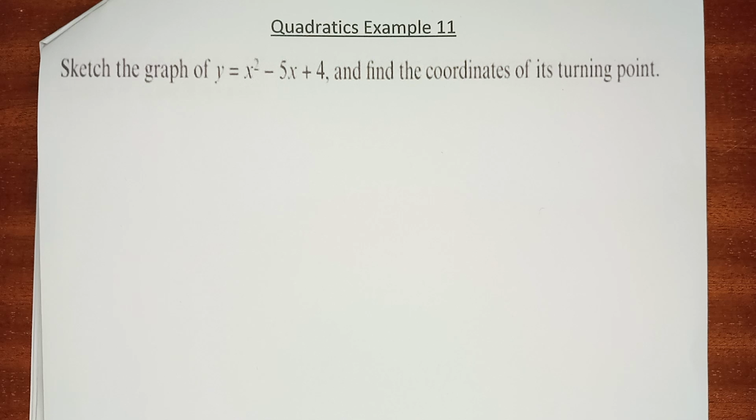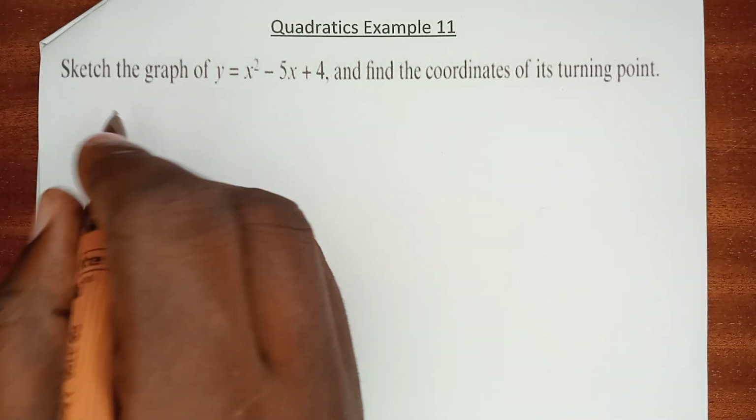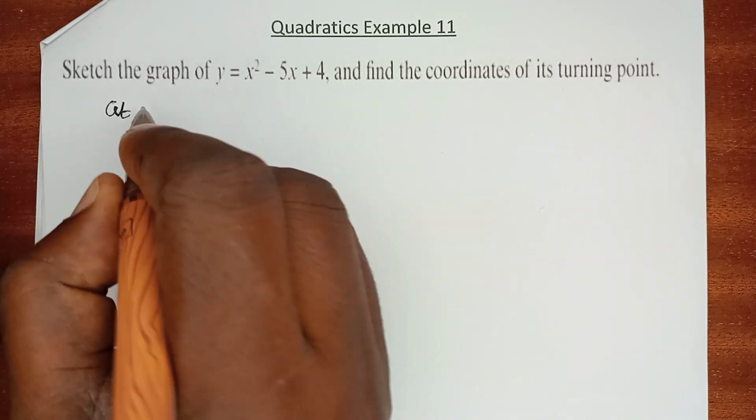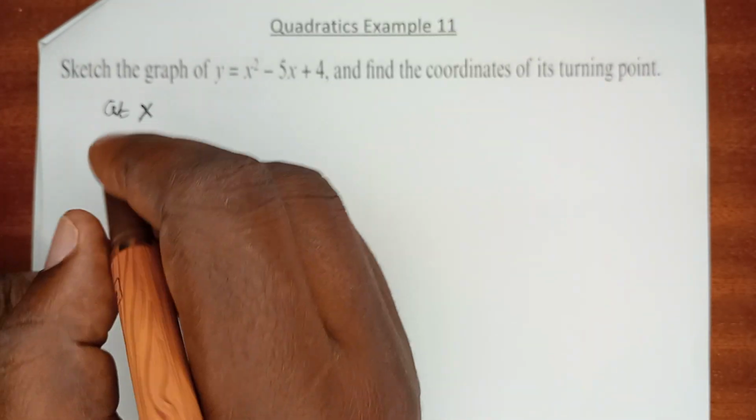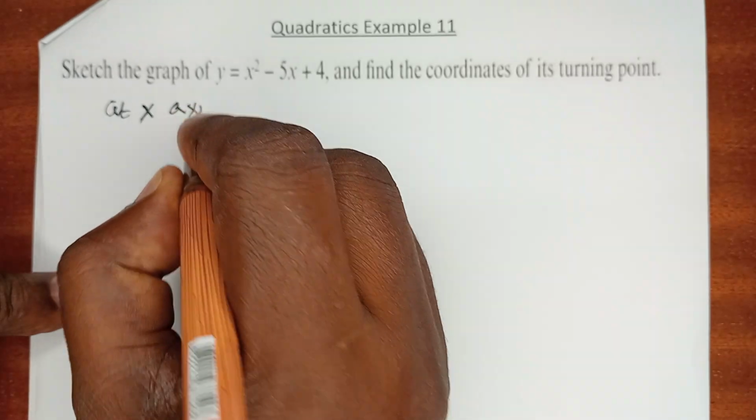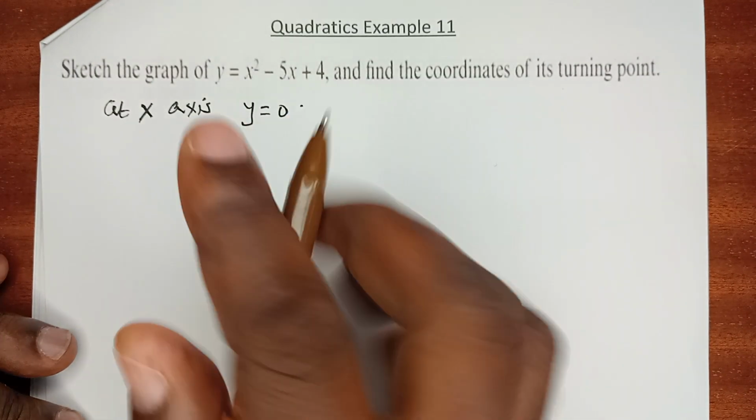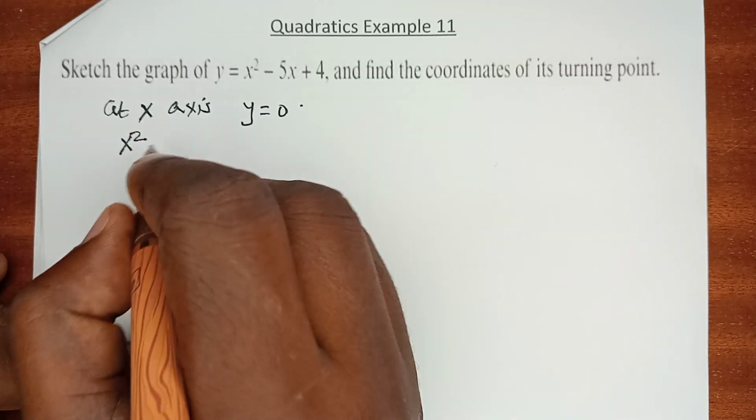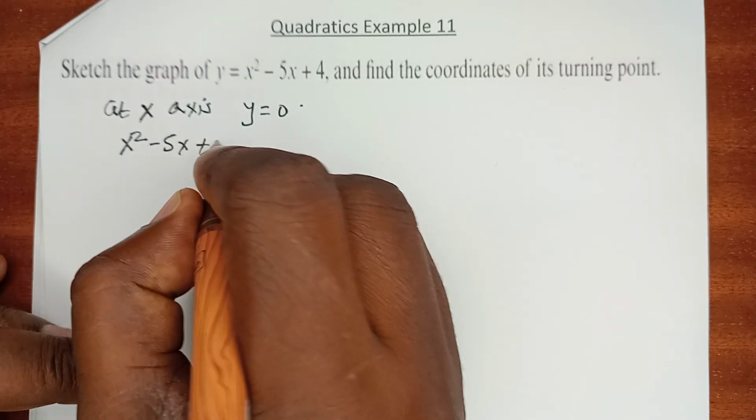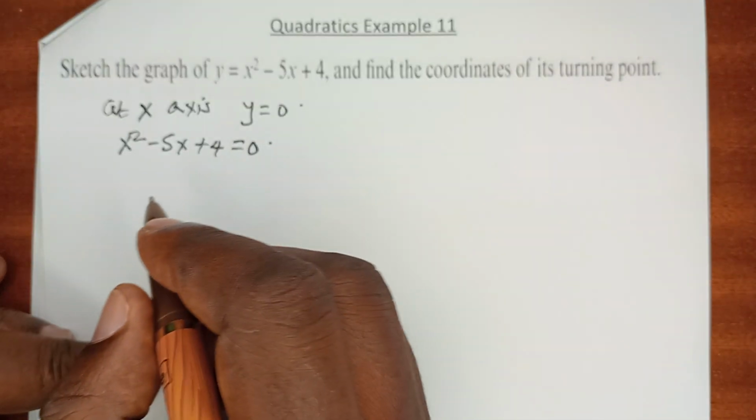So at the x-axis intercept, where the graph cuts the x-axis, those are the solutions of this quadratic graph. We also know that at the x-axis, y is equal to 0. So in this case, we're going to solve the equation x squared minus 5x plus 4 equals 0.